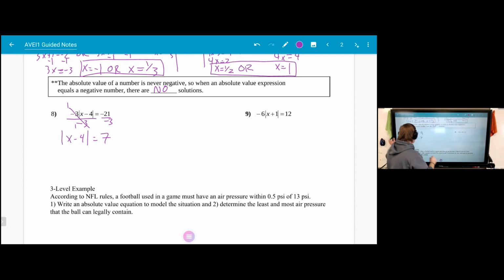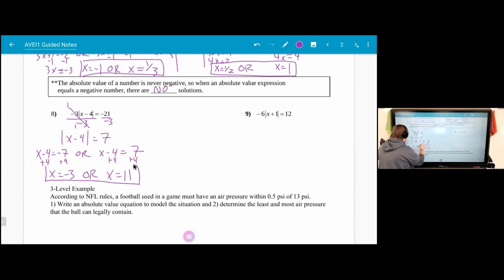So I could have one of two things. I could have x minus 4 equals negative 7, or x minus 4 equals positive 7. Start with the one on the left. I add 4 to both sides. X equals negative 3, or add 4 to both sides. X equals 11. Well, if this example didn't have it, I'm sure the next one will, right?